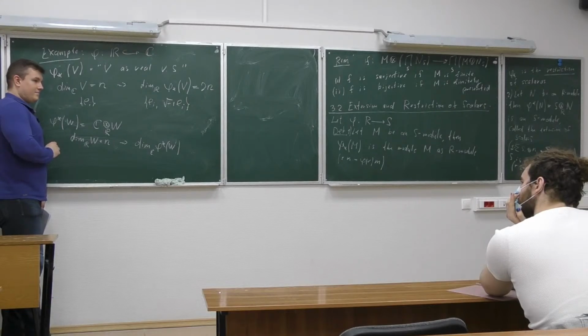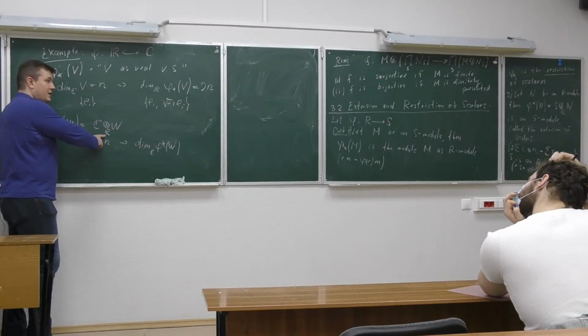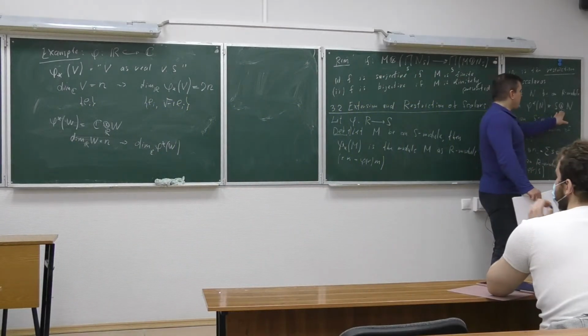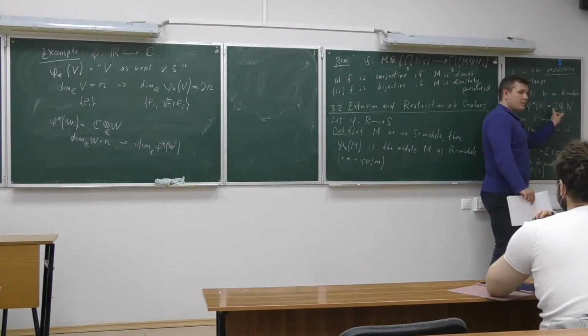This is just this C as an R module, no? Remember that we don't consider this extension of scalars as an R module. Right? This is what I mentioned here. Of course, because S is an R module, you automatically have an R module, but I want to consider this as an S module.